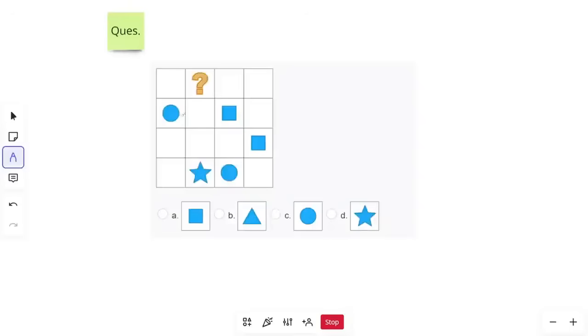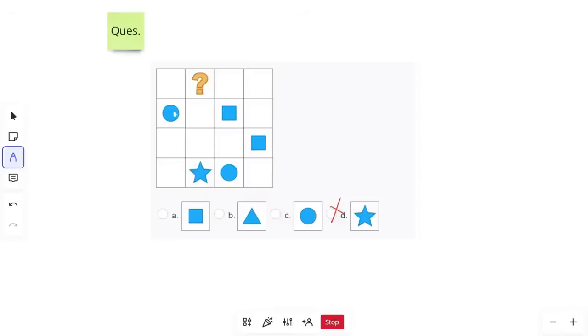Let's look at this question. We have to find out what will come in the place of question mark. We have 4 options: square, triangle, circle and star. Okay, let's try to understand this problem. First of all, star cannot come because star is already there in this column, right? And one symbol cannot come twice in one same column, right? So we can eliminate star. Star is not going to be the option.